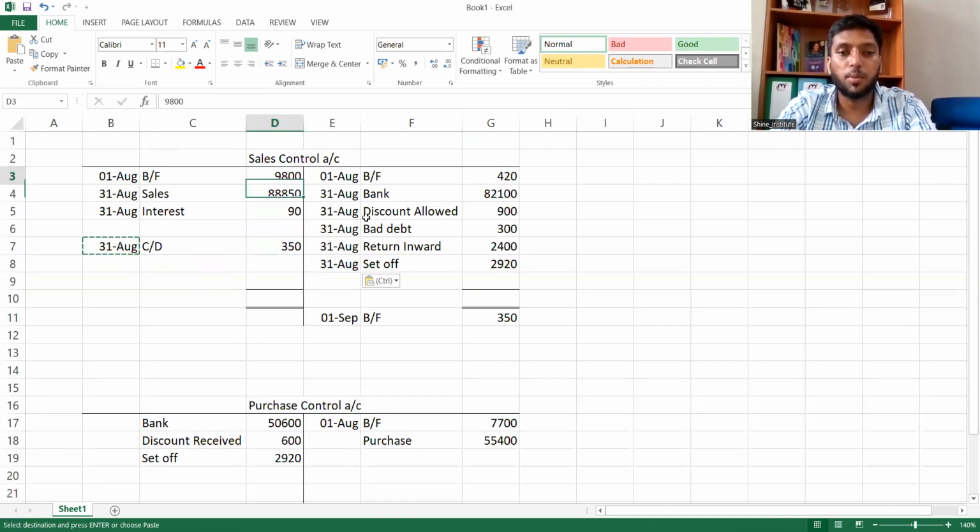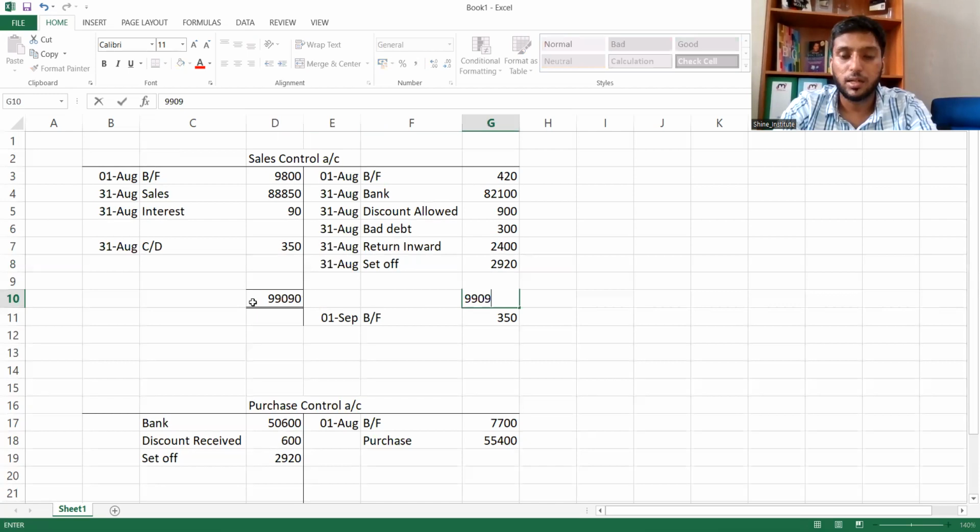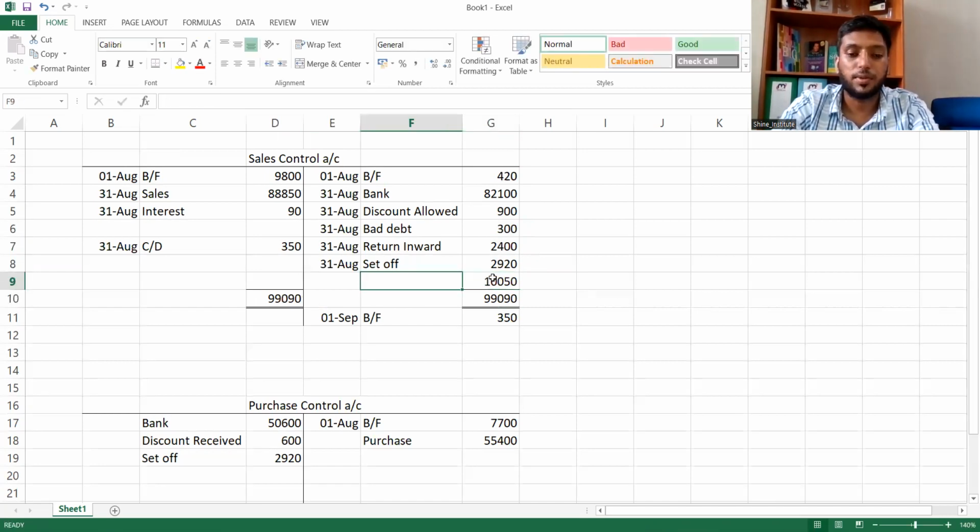So now I'm almost done with the sum. I'm going to take the total. Once I take the total, you can see my entire total is around 99,090. So I'll take 99,090 to both sides. You all know how to balance a ledger. Then I'm going to deduct the entire balance. What's this balance? 428, 2,100, 900, 300, 2,420 is giving me a balance of 89,040. So I'm going to take 99,090 and deduct 89,040 to get a balance of 10,050. So this is the carry down of 31st August on the credit side.